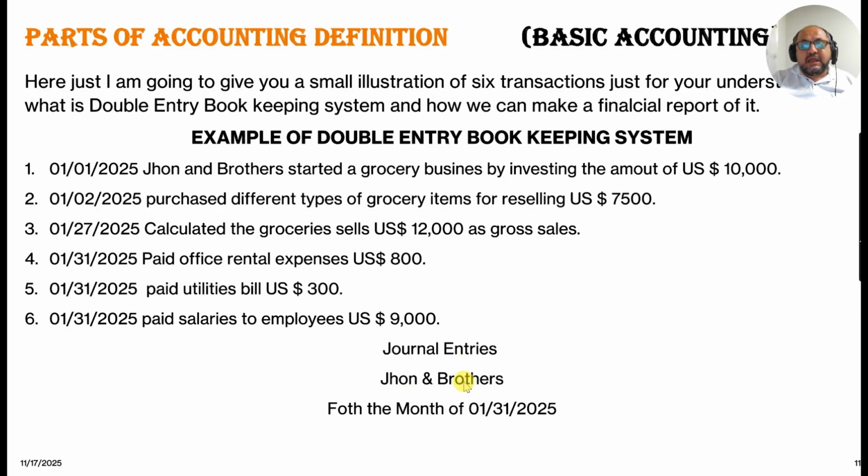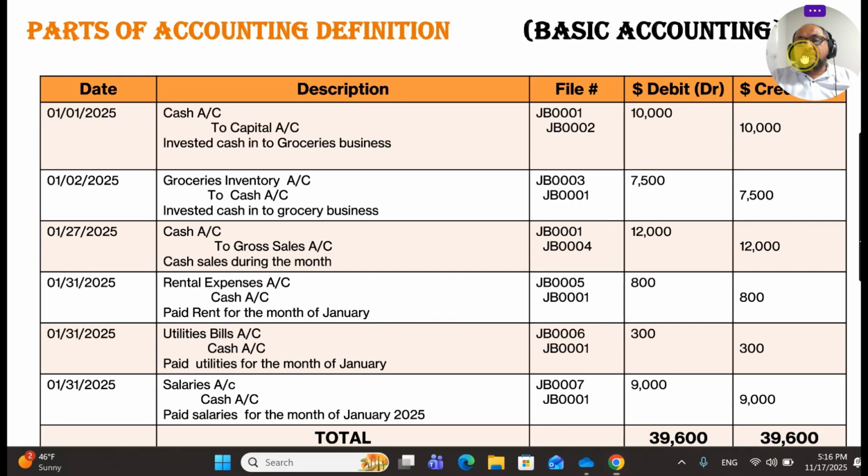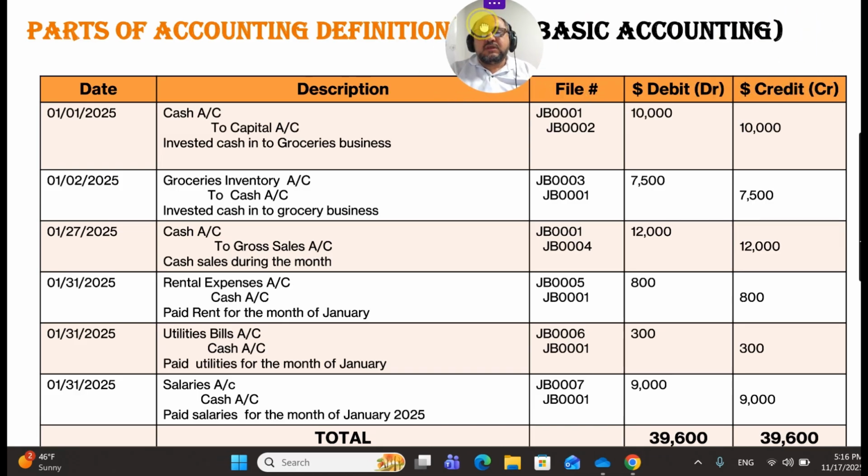Journal entries of John and Brothers for the month of January 31st, 2025. Why did I write 31st? Because for the whole month, from the first date of January up to the 31st, what has he done, what did he earn, what did he spend, how much was his cash, how much were his expenses, how much were his groceries, all of this I have written in here. Let's start. It should be moved to here so that you will be able to see.